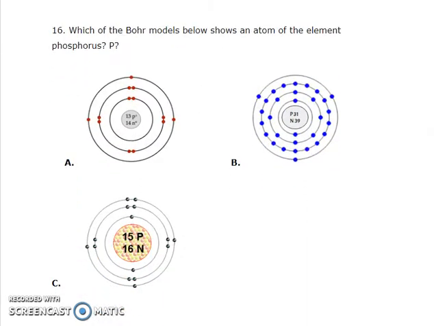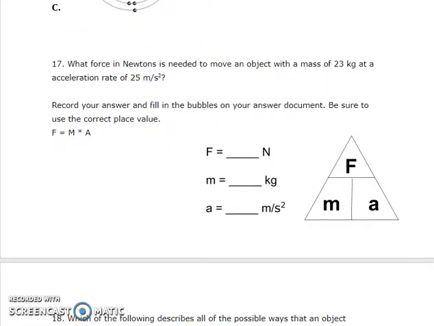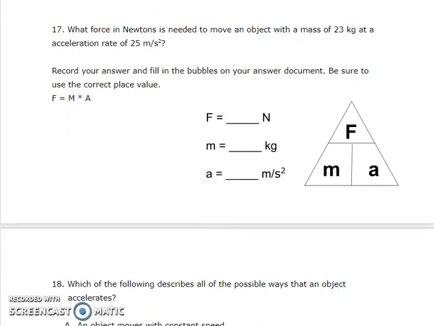Number 16. Which of the Bohr models below shows an atom of the element phosphorus? A, B, or C? Number 17. What force in newtons is needed to move an object with a mass of 23 kilograms at an acceleration rate of 25 meters per second squared? Record your answer and fill in the bubbles on your answer document. Be sure to use the correct place value.